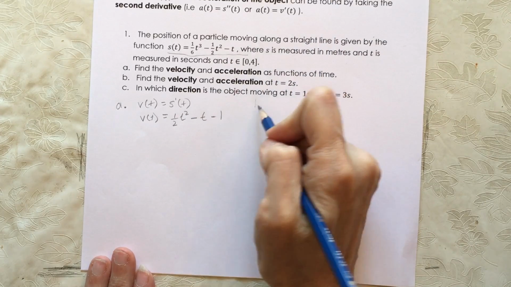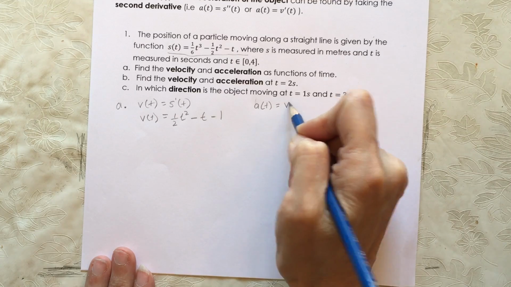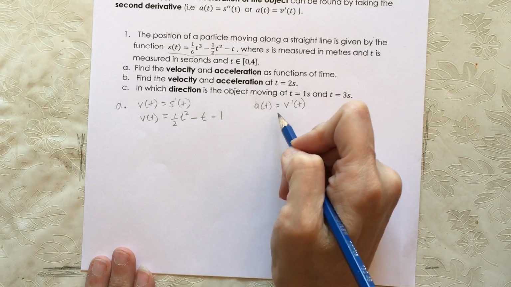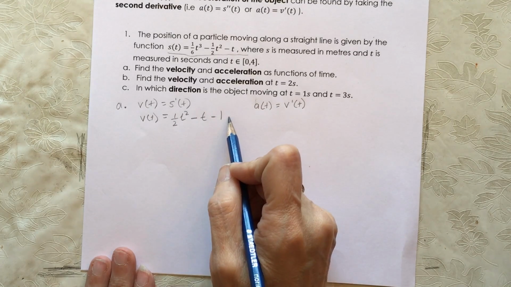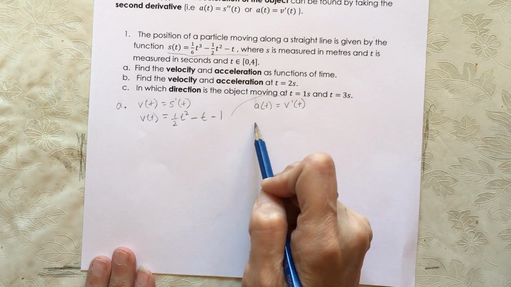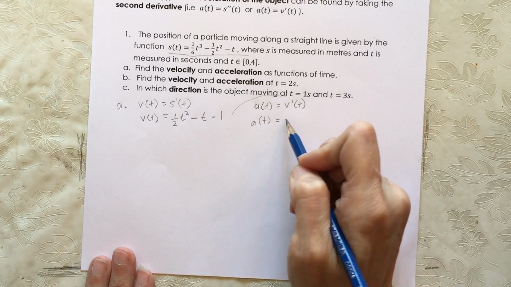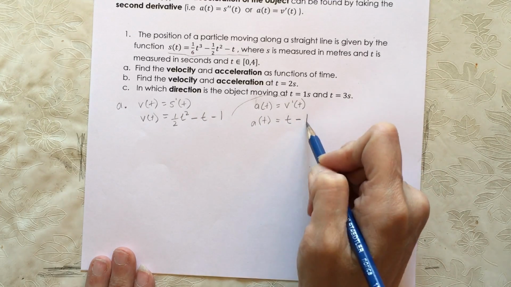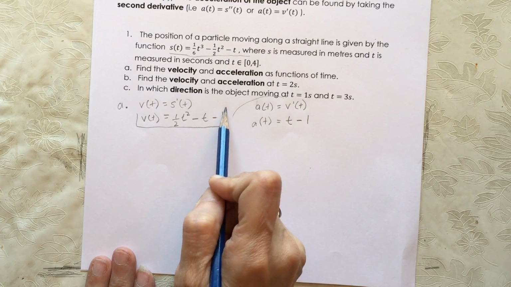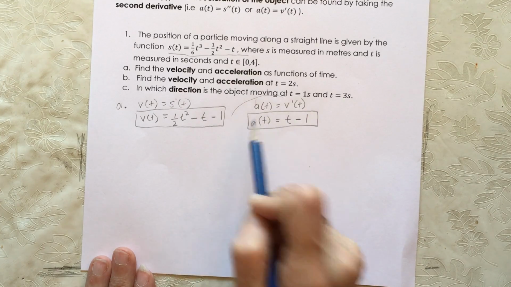That's not B, it's a continuation of A. So now we want to find acceleration as a function of time. And that's v prime at t, the derivative of velocity with respect to time. We're using this v at t we just found. When we differentiate it, we get a at t is equal to 2 times a half, which is 1, t minus 1. So there we've got our formulas. v at t is a half t squared minus t minus 1, and a at t is t minus 1.